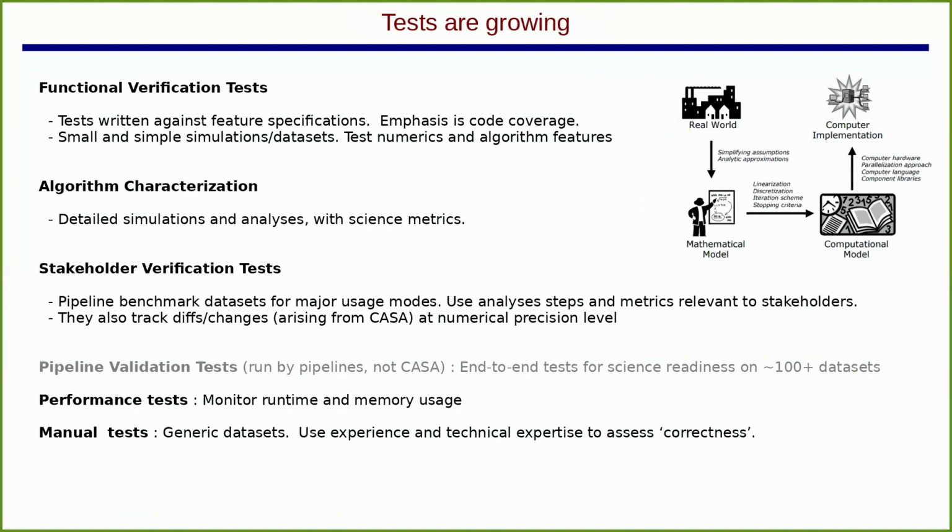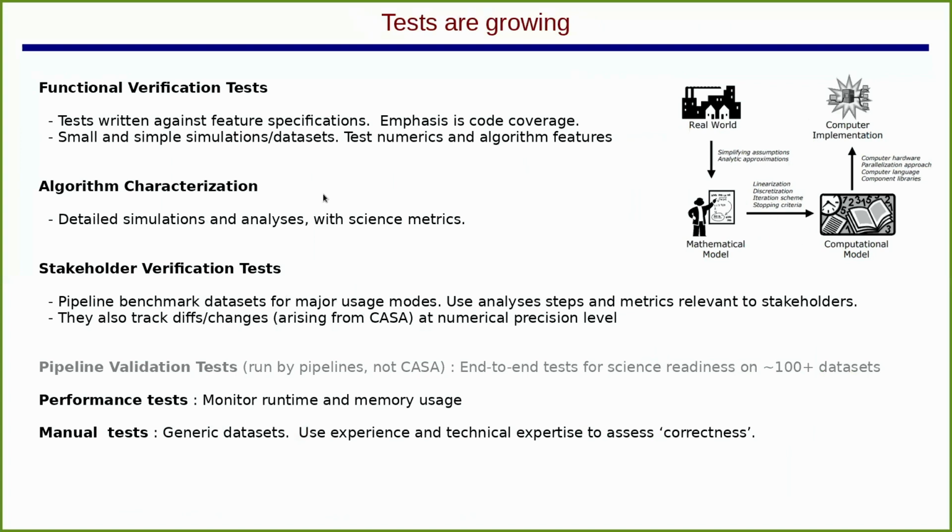We have a variety of tests, test types. There are what we call functional verification tests, which are the basic tests written against feature specifications, and the emphasis being code coverage. And they usually use small and simple simulations of data sets and test the basic features. So this is essentially testing the right-hand side and looking for regression and whatnot.